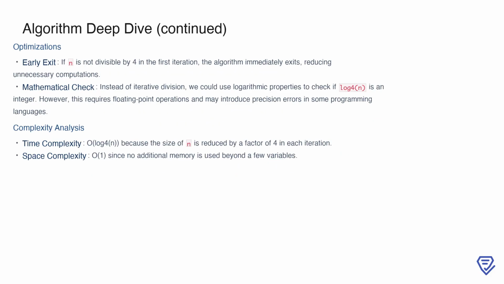We can further enhance the algorithm with a few optimizations. For instance, if the input number is not divisible by 4 during the first check, we can terminate the process immediately, avoiding unnecessary computations.